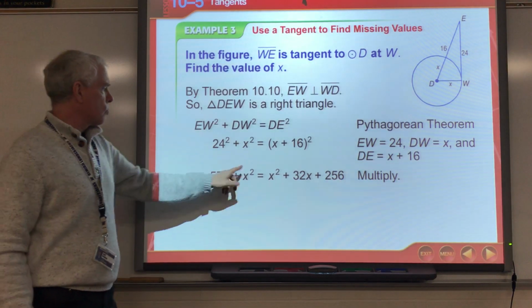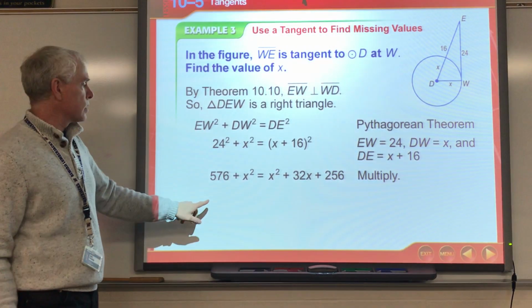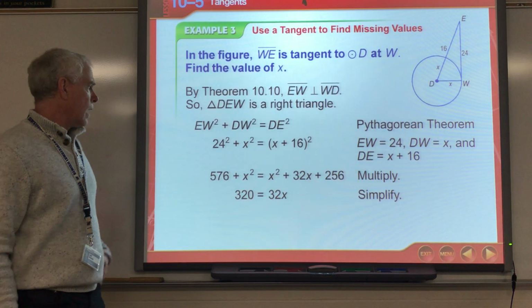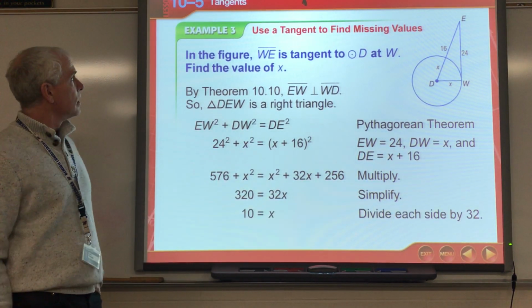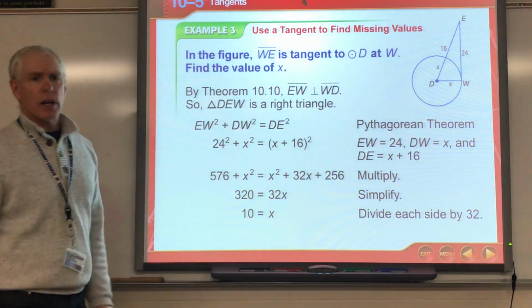Well, now I can subtract an x squared from both sides, and I'm going to lose the x squared, which is handy. And then at the same time, they subtracted 256. So I divide by 32, and I get 10. And that's all they're asking me to do is find the value of x. Okay?